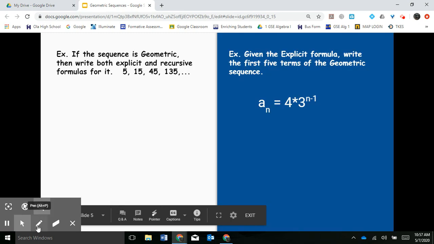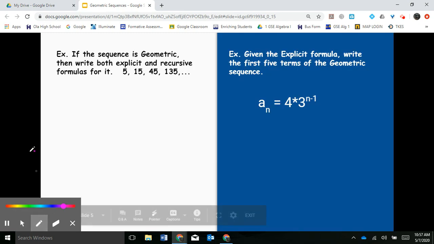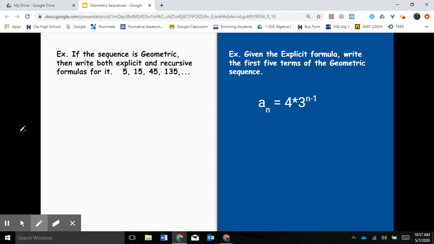So here are some examples. If the sequence is a geometric sequence, then write both explicit and recursive formulas for it. All right. So to determine, is it a geometric sequence? Is it being multiplied by the same thing? It's being multiplied by 3 each time. 5 times 3 is 15. Times 3 is 45. Times 3 is 135. So it is a geometric sequence.